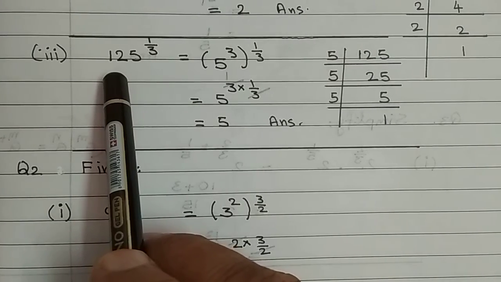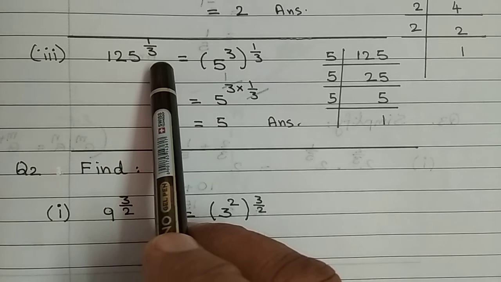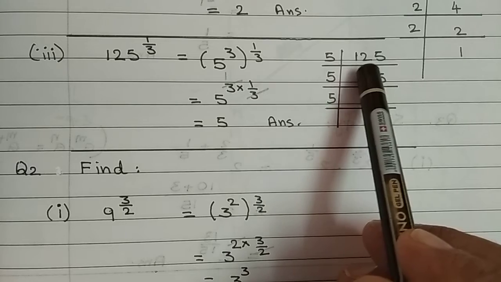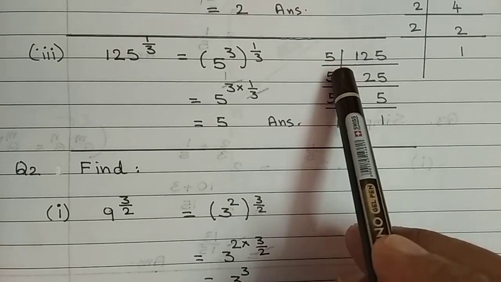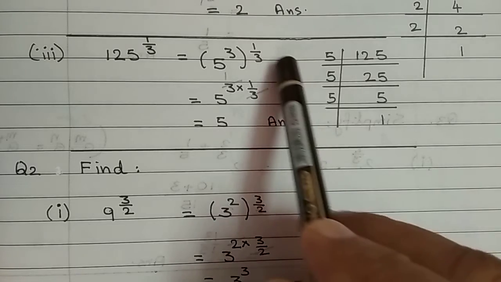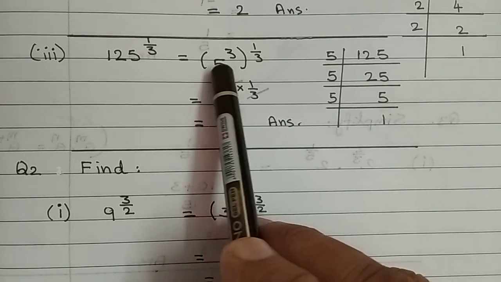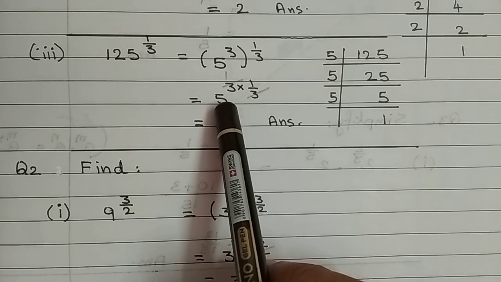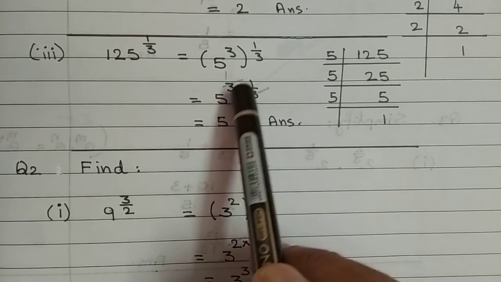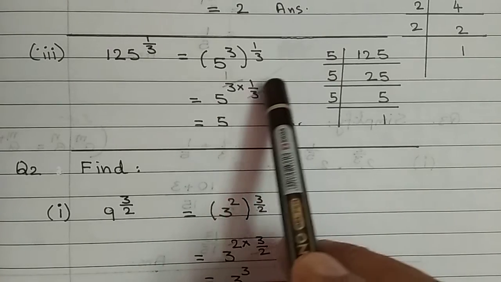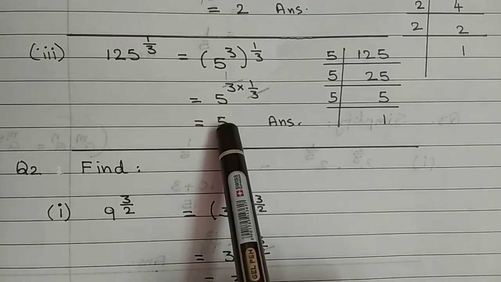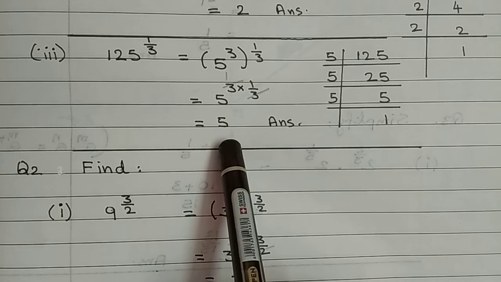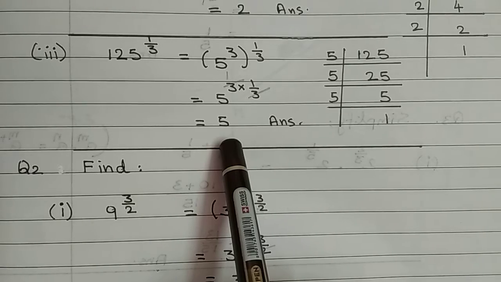Next question, 125 raised to the power of 1 by 3. When you find the prime factorization of 125, it is 5 into 5 into 5 or 5 raised to the power of 3. 5 raised to the power of 3 whole raised to the power of 1 by 3, which is equal to 5 raised to the power of 3 multiplied by 1 by 3. 3 and 3 got cancelled, which is equal to 5. Therefore 125 raised to the power of 1 by 3 is equal to nothing but 5.